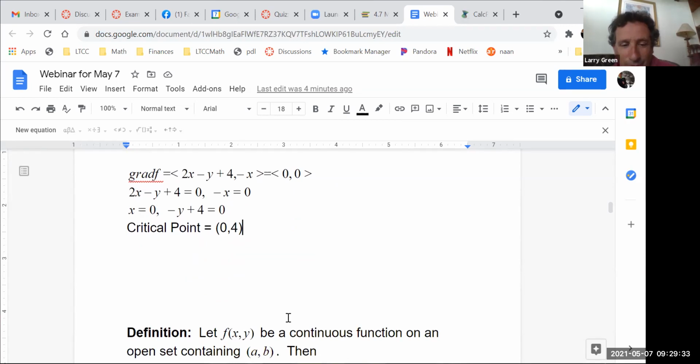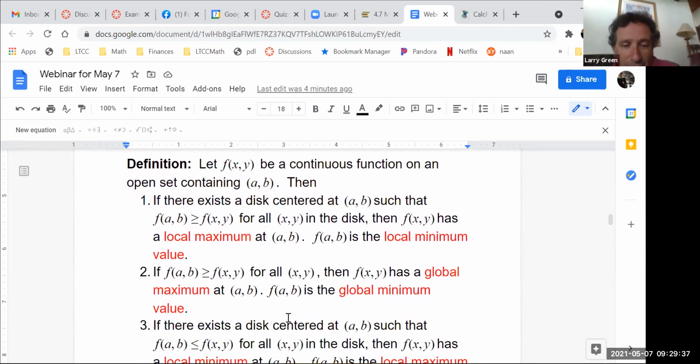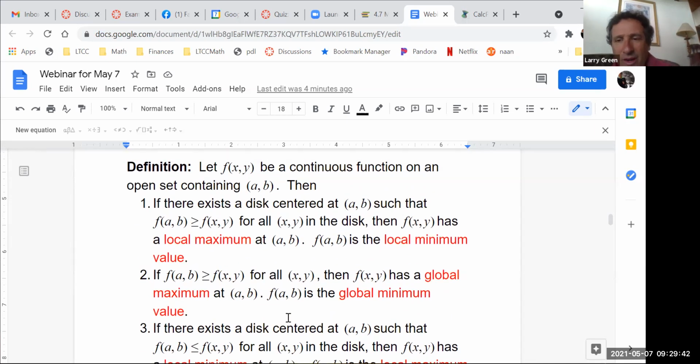So now it's time for talking about, first, we need to say what is a max and what is a minimum. So let's go to the definition and we'll see how that works. Let's suppose we have a continuous function, f of xy, on an open set containing AB. Then if there exists a disk centered at AB such that f of AB is greater than f of xy for all xy in the disk, then f of xy has a local maximum at AB. Oops, I forgot to change this. Actually, max. So we also say that f of AB is the local maximum value.